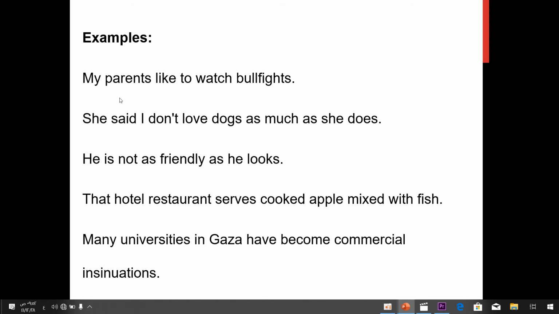Here we have examples. My parents like to watch bullfights. She said, I don't love dogs as much as she does. Okay, so we have a period or full stop. He is not as friendly as he looks. The hotel restaurant serves cooked apples mixed with fish. Many universities in Gaza have become commercial institutions. So as you see, all these are declarative statements. They begin with the subject or noun phrase and they end with a full stop.